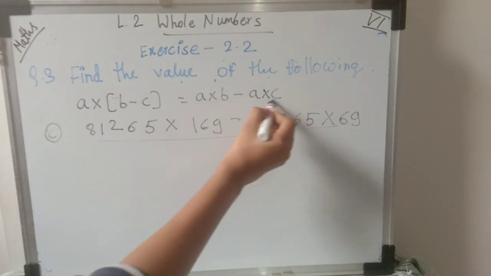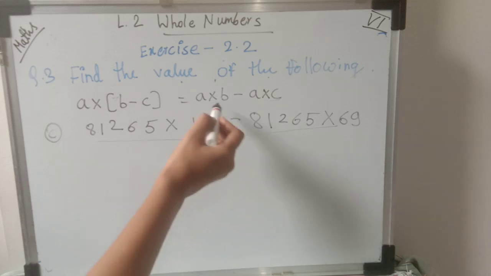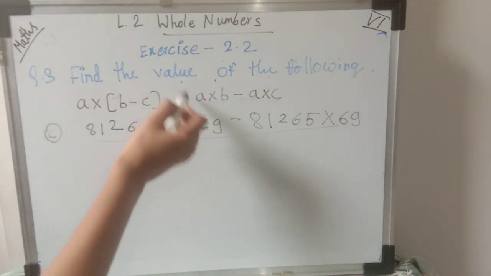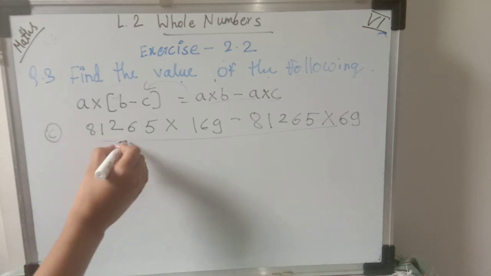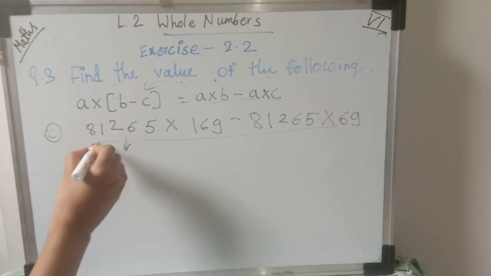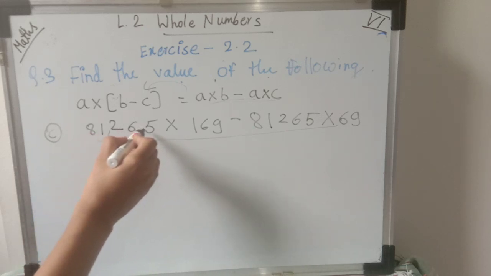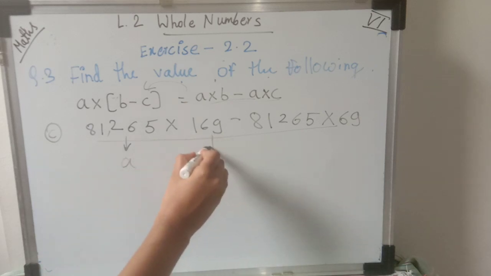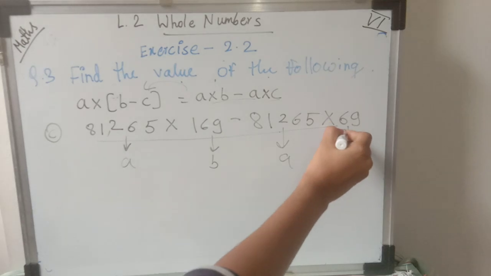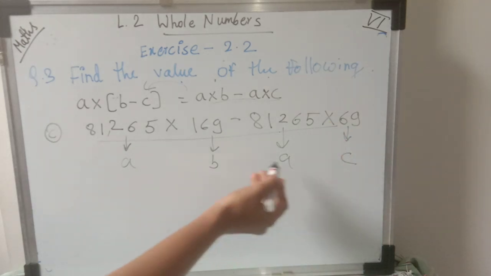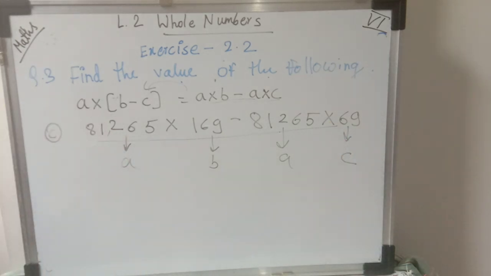Okay, so in which form is this example? That is in this form. I told you before, when the example comes in this format, what we have to do? We have to convert it into this format. So here let's just type that 81,265 is the A. This is the B. This is the common one, which is A, and this is C. Okay, and let's put all these numbers in this format.